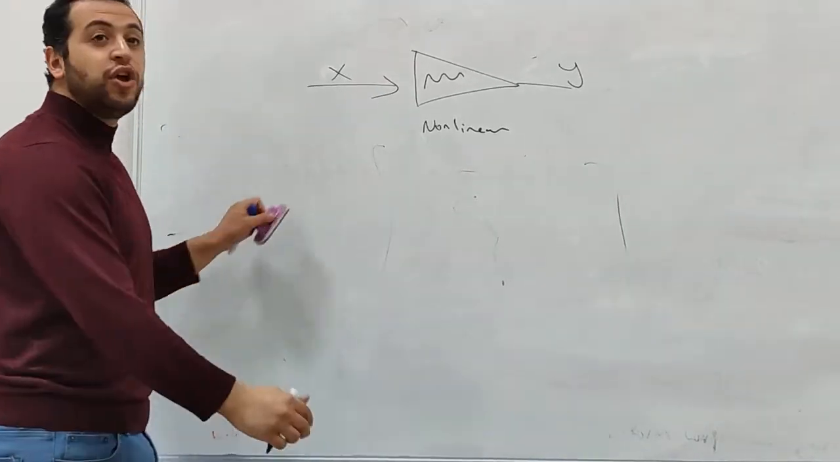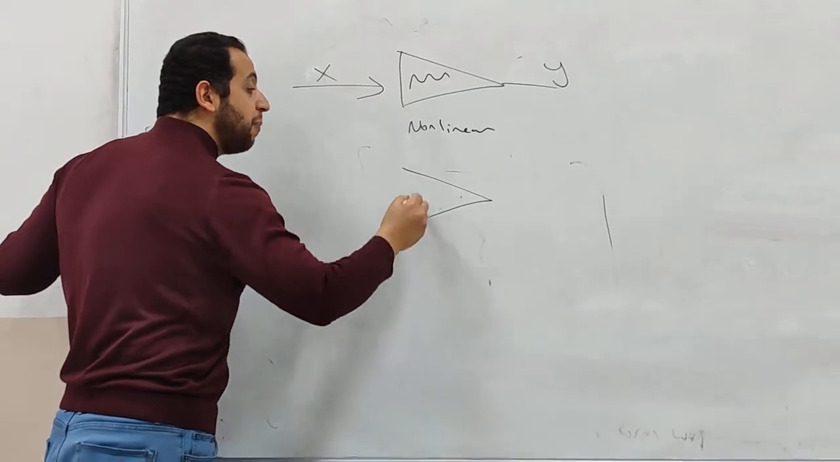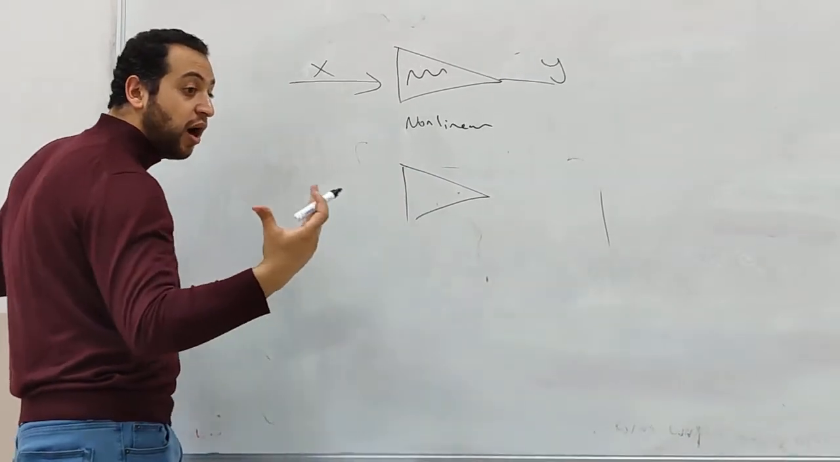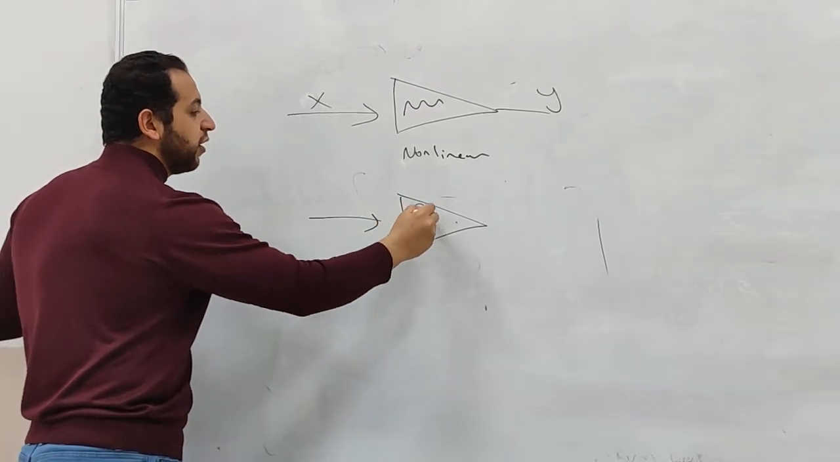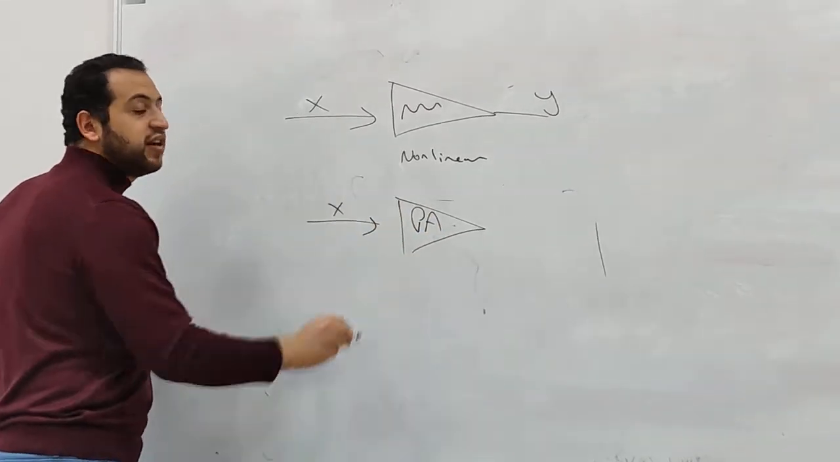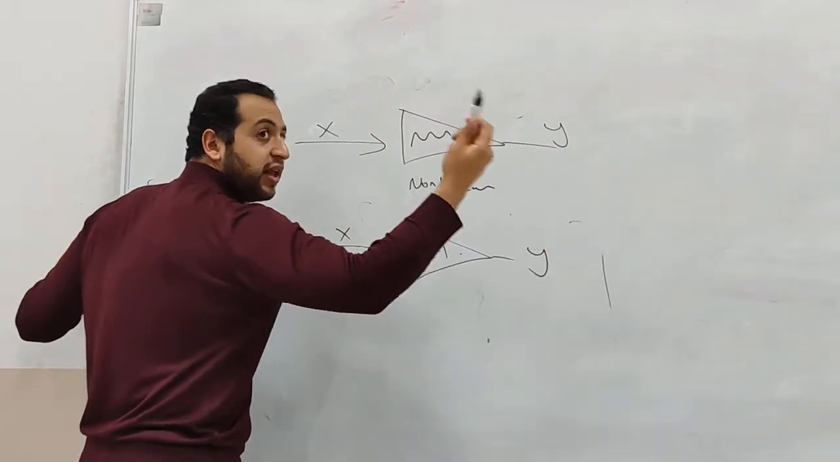So what do you do? You go to the lab, to the experiment, and you find a practical power amplifier, a hardware device. This is your power amplifier in the lab, and you just send a random signal through the power amplifier. The power amplifier will give you a practical output. Why?